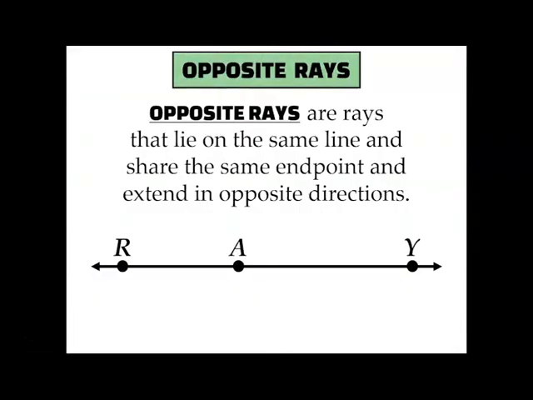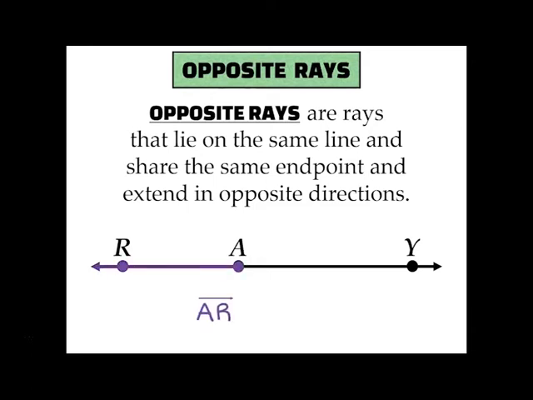First, opposite rays. Opposite rays are kind of exactly what they sound like. They're rays that go in opposite directions. The important thing is they have to share an endpoint. Another way to think about it is that you can have three collinear points, and the rays extend from the point that is between the other two.